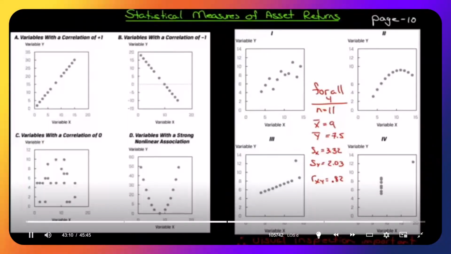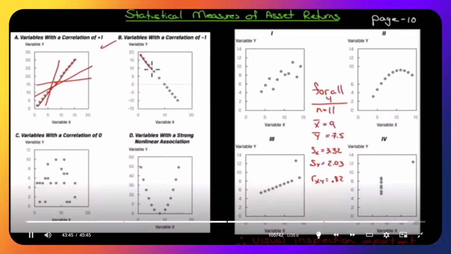Okay, let's look at our first chart on this side of the screen here. Variables with a correlation of +1. Notice that it is a straight line. That has a correlation of 1, this has a correlation of 1, that has a correlation of 1. It does not have to be a 45-degree angle. It could be an increase of 3 units of x for every 1 unit increase in y. It could be an increase of 0.001 units of x for every 1 unit increase in y, as long as they're moving in the same direction.